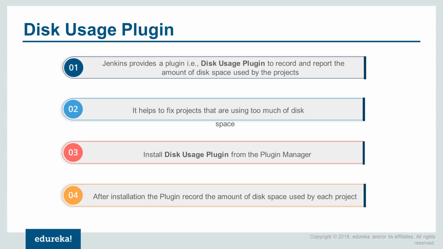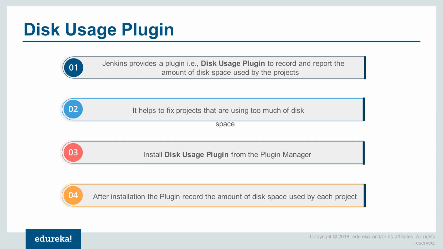So one more way to keep a check on disk usage is to use a plugin called the Disk Usage plugin. Jenkins provides a plugin by this name to record and report the amount of disk space used by the projects. You can think of it as one of the monitoring tools to understand what kind of disk space you have, and if needed, you can do a cleanup of your Jenkins master. It basically helps to fix projects that are using too much disk space.